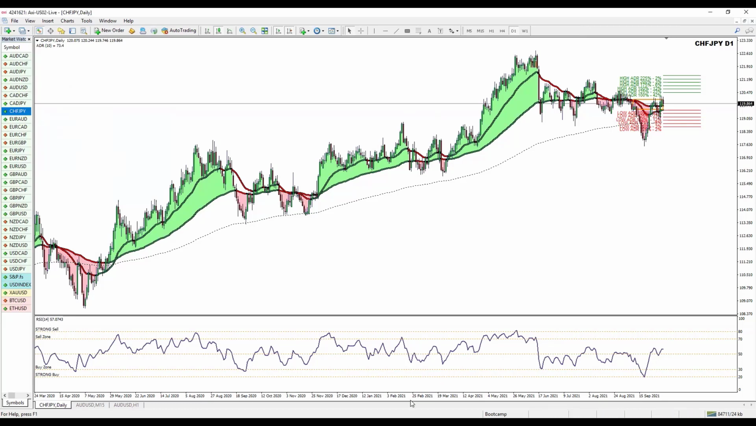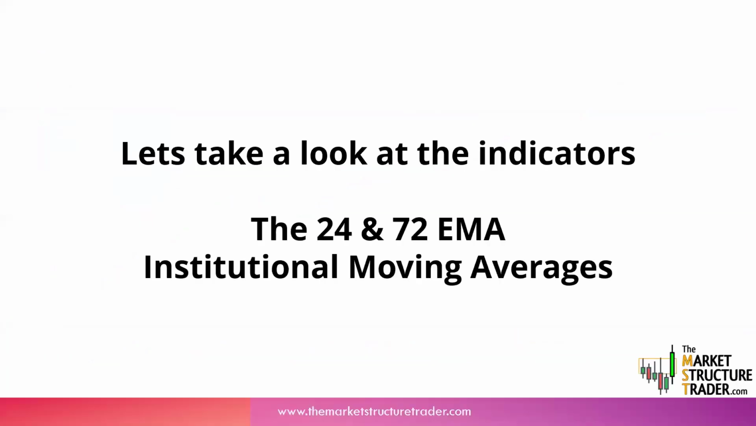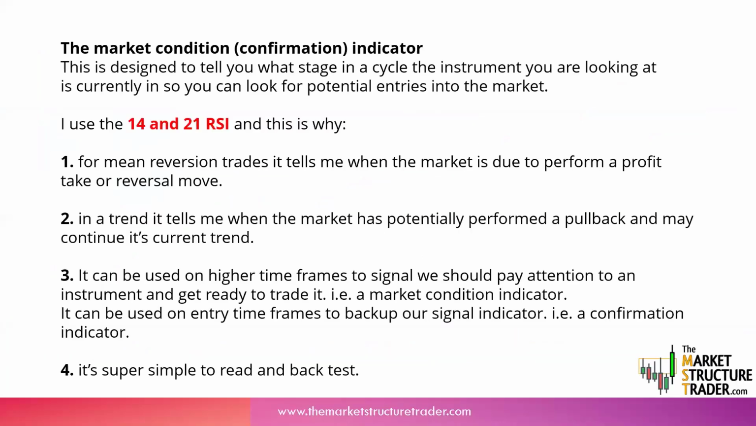So that's moving averages covered. Next up, the market condition indicator, or the confirmation indicator. This is designed to tell you what stage in a cycle the instrument you are looking at is currently in, so that you can look for potential entries into the market.